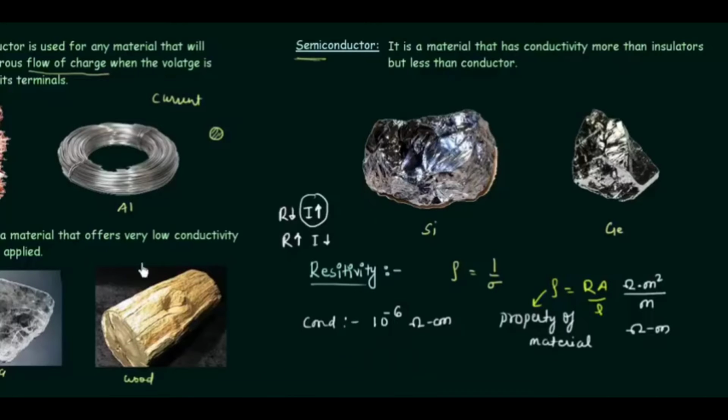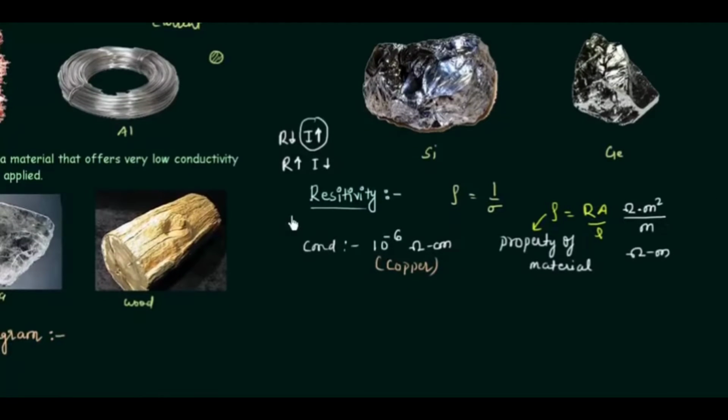And this 10 to the power minus 6 is specifically for the copper. As I have told you, the resistivity is the property of the material, so it may vary from material to material. For aluminium, maybe it is different, so you have to write down in brackets that it is for copper.